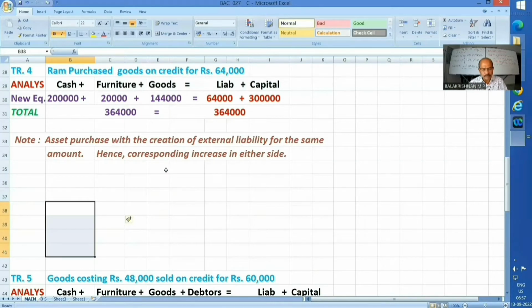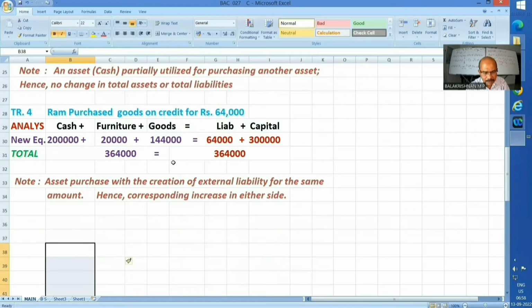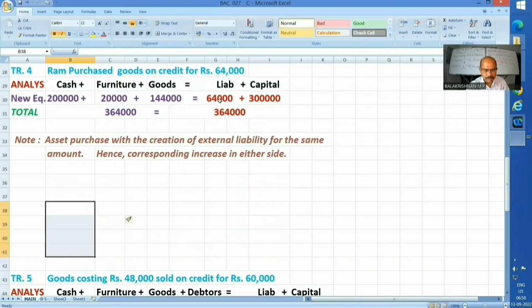Transaction number 4. Ram purchased goods on credit for rupees 64,000. Here, on credit, that means cash is not utilized. Instead, what happened? We have committed a liability outside because sundry creditors have surfaced to the extent of 64,000. Goods have gone up to 1,44,000 from the previous 80,000 plus this purchase of 64,000.